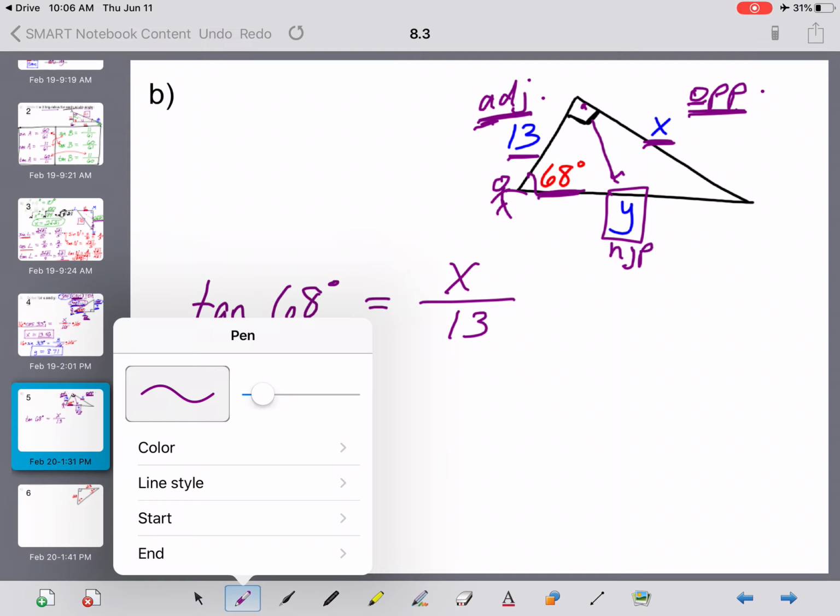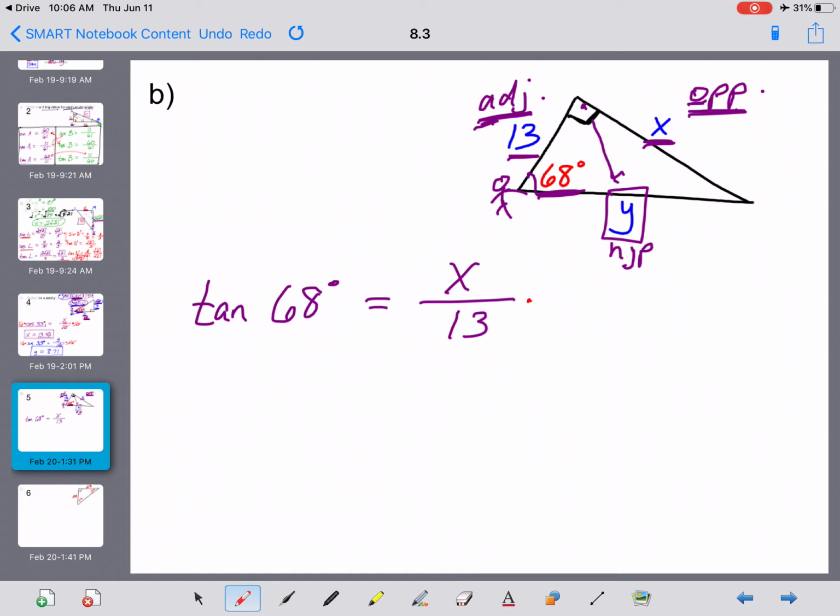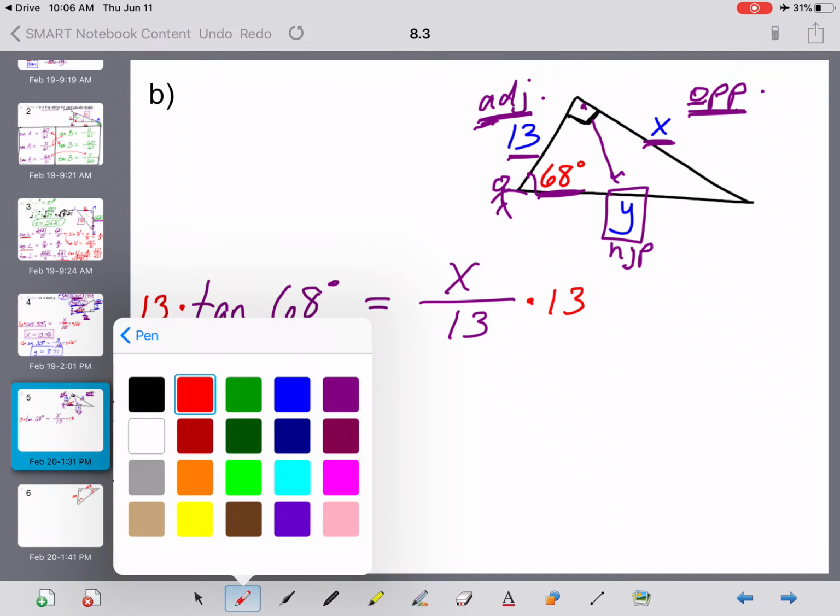Okay, once again, our variable is x. What's being done to it? It's being divided by 13. We're going to multiply by 13 on both sides. Once here and once way out in front of the tangent.